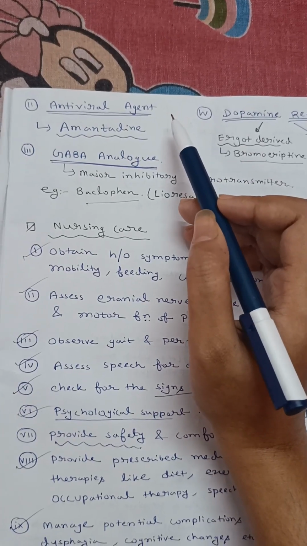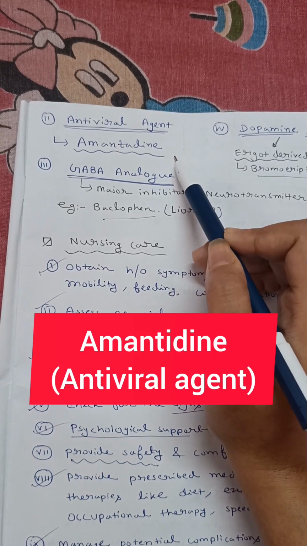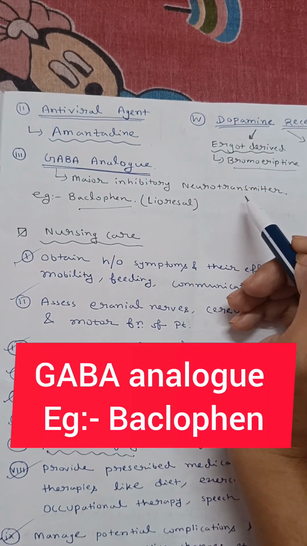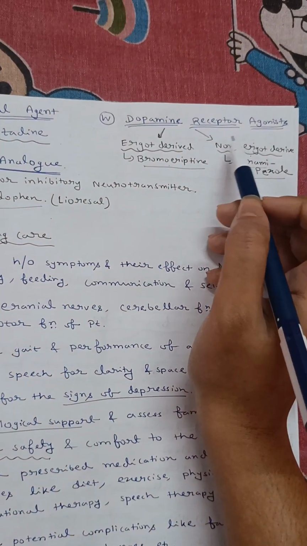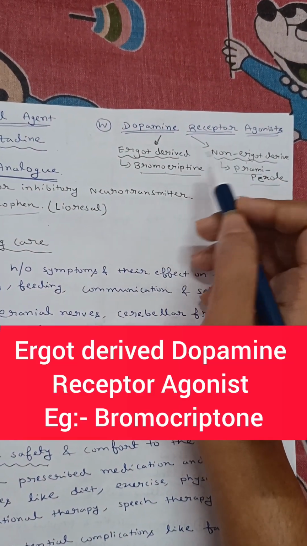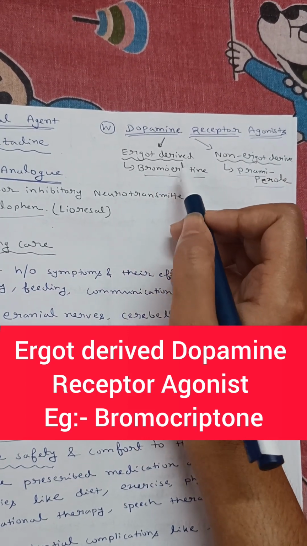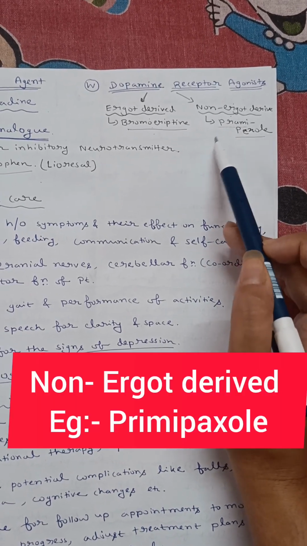PD can occur by viral infection, so here we use an antiviral agent like amantadine. Then GABA analog, which is the major inhibitory neurotransmitter. An example is baclofen. Okay. Then the dopamine receptor agonists. Here are two types, ergot derived and non-ergot derived. An example of ergot derived is bromocriptine, and for non-ergot derived we use the drug pramipexole.